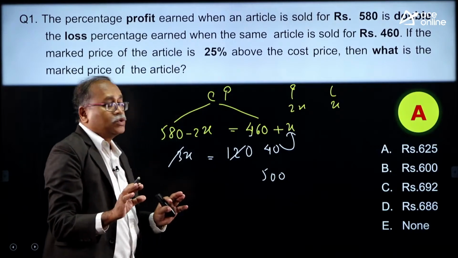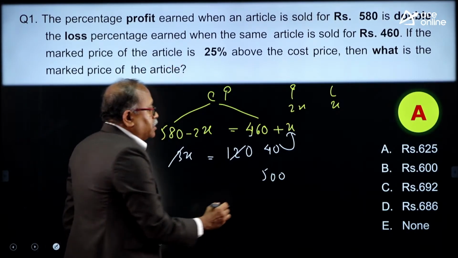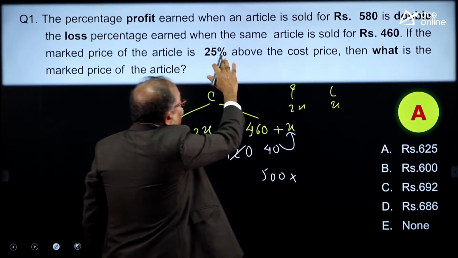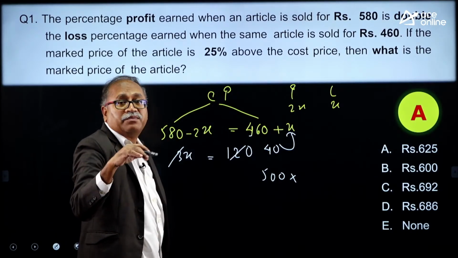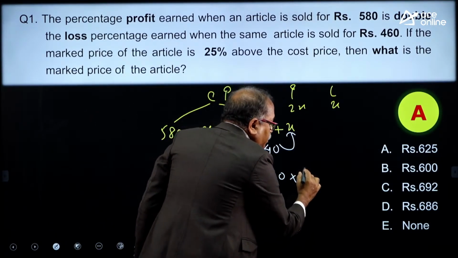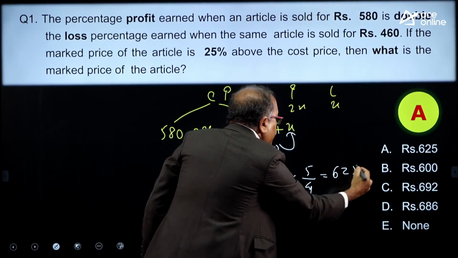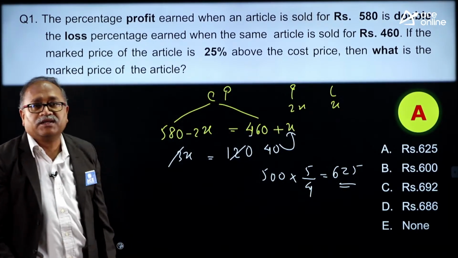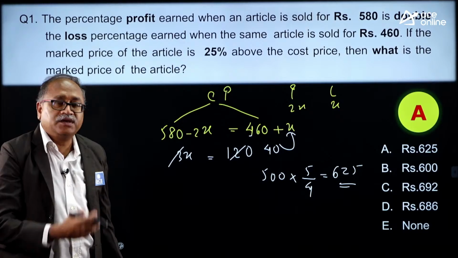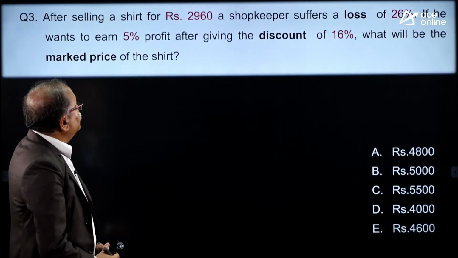Now, this is my cost price, but I need the mark price over here. So, I need to multiply this by 25%, meaning 125 by 100, that is nothing but 5 by 4. So, let us multiply this by 5 by 4, and I am getting 625. You rightly answered the question. Well done. The next question on the board is this.